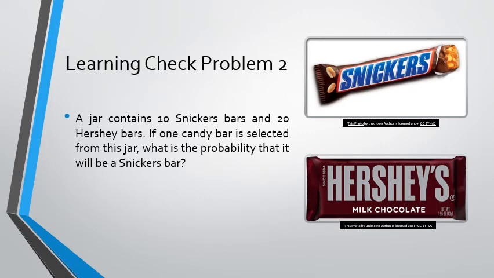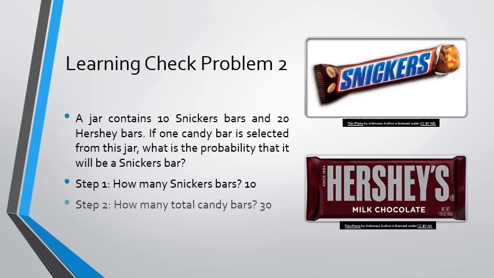Learning check problem 2. Pause the video. A jar contains 10 Snickers bars and 20 Hershey bars. If one candy bar is selected from this jar, what is the probability that it will be a Snickers bar? Step 1, how many Snickers bars are there? There are 10. Step 2, how many total candy bars? There are 30. So the answer would be 10 out of 30, or 1/3, or 0.3333 would be the probability that it will be a Snickers bar.